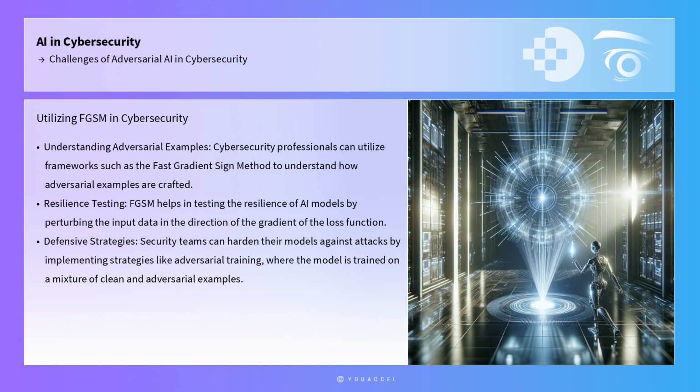FGSM works by perturbing the input data in the direction of the gradient of the loss function with respect to the input, effectively finding the fastest way to mislead the model. By understanding this process, security teams can harden their models against such attacks, implementing defensive strategies like adversarial training, where the model is trained on a mixture of clean and adversarial examples to improve robustness.